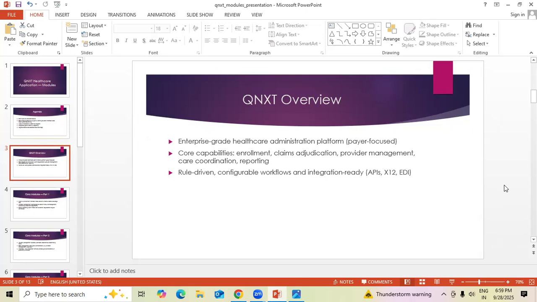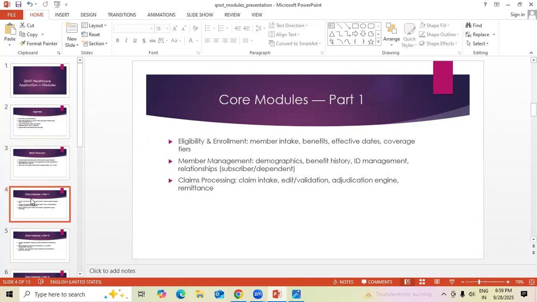So integration has to happen, right? Because we are using RESTful API, we can integrate using it. So QNXT is rule driven, as I mentioned, business rule driven. It has configurable workflows, and at the same time it must be integration ready. So this is the overall understanding when it comes to QNXT.